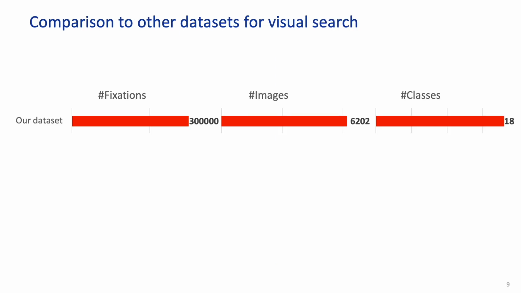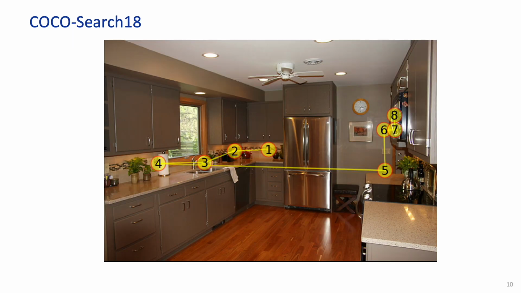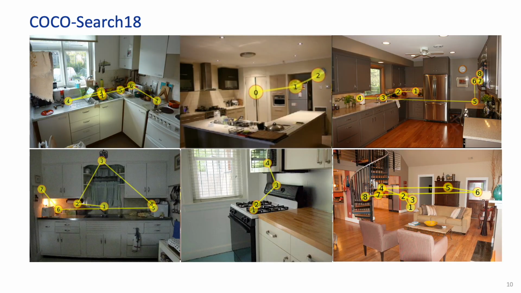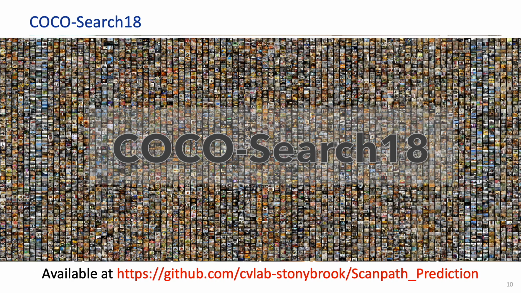In total, we collected 300,000 fixations from 10 subjects for more than 6,000 images of 18 search targets selected from MS COCO. This makes our dataset an order of magnitude larger than the scale of the existing dataset. Here we show some scan path examples from our dataset. We call our dataset COCO Search 18, and it is now available for download at this link.